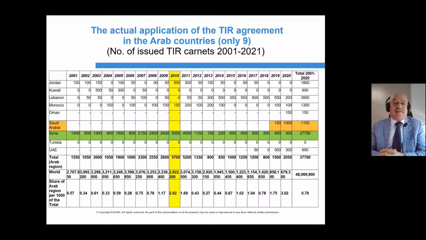We see that the TIR carnets issued in the region concern only 9 countries out of these 22 countries. And in these 9 countries, there was a trend of reduced number of TIR carnets after 2010. Very recently now, since 2019 and 2020, there is a sign of progress, especially after the entry of the United Arab Emirates and Saudi Arabia as members of the TIR agreement. Not to forget Egypt, which entered only in 2020.